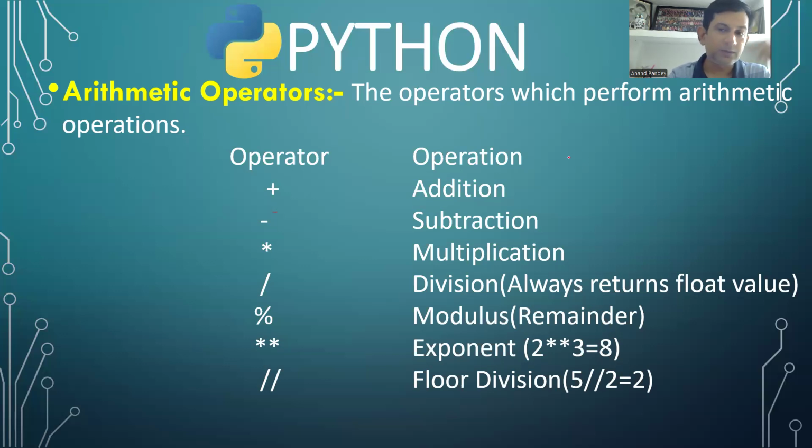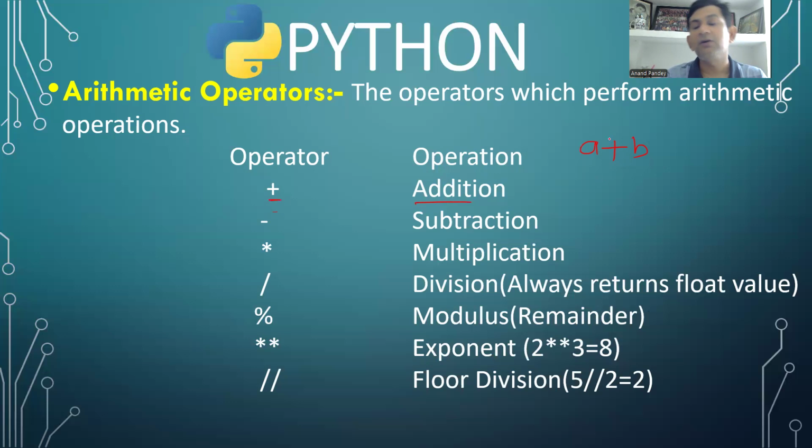I'm coming back to the definition of operator. As I told, an operator is a symbol which performs a particular operation. See, this plus is a symbol, it's an operator. Which operation is performed by this symbol? It performs addition. So an operator is a symbol which performs a particular operation.